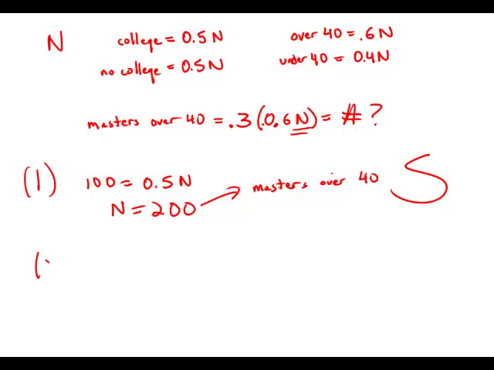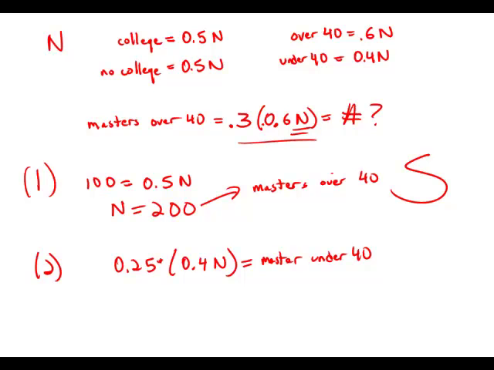Now forget about statement number 1, focusing on statement number 2. This tells us of the employees 40 years or less, 25% have master's degrees. So 0.25 times this 0.4 N, the folks who are under 40, and these are the folks with master's degrees at age 40 or under. Well, the trouble is, if we know this, we don't know the exact number here, and we have no way even to combine it with this statement up here.